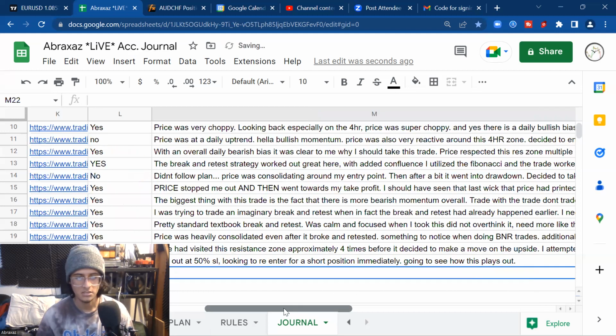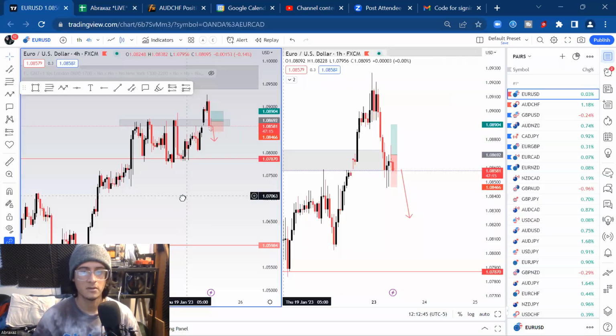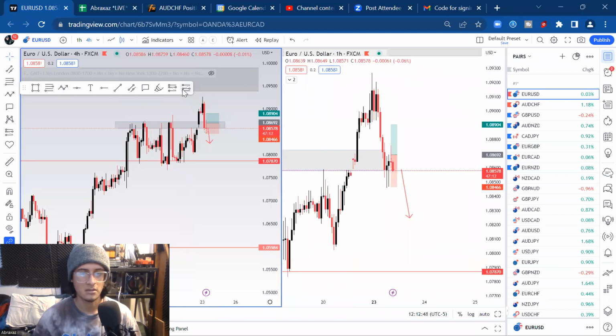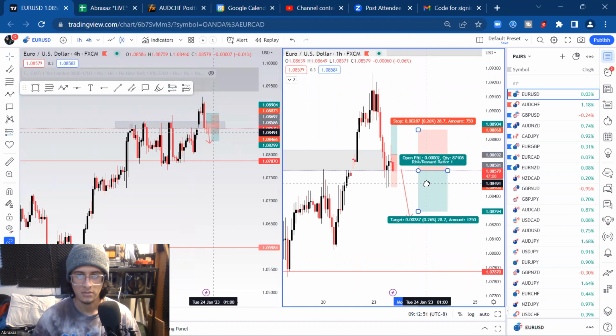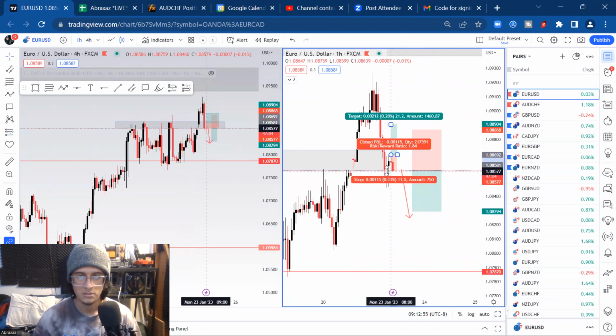And this AUD one, it's basically already logged in. Now time for a Euro USD sell. I'm just gonna place it like right there. So that hit my stop.